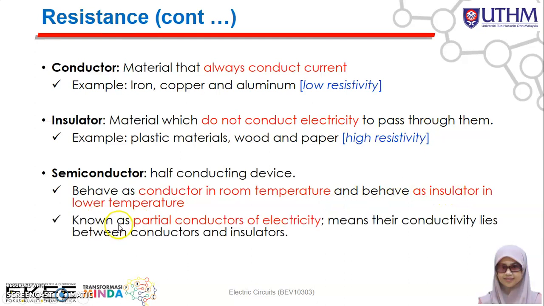Okay, so the semiconductor is also known as a partial conductor of electricity, meaning that their conductivity lies between conductor and the insulator. Okay, because it is half-half. So examples for the semiconductor are silicon and germanium.